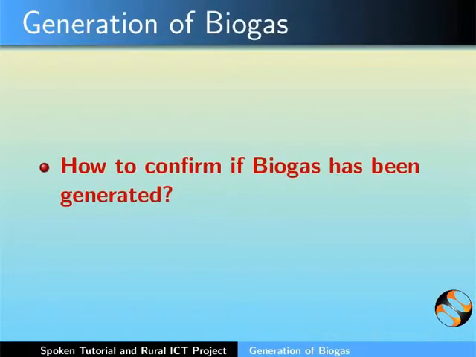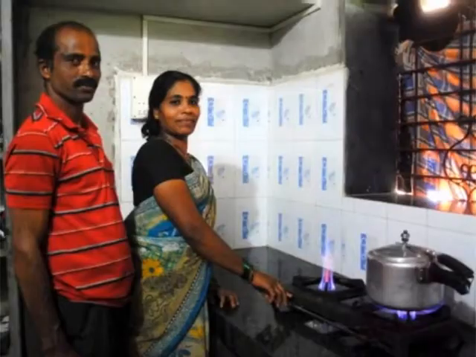To confirm the generation of biogas, do the following. Light the burner and check the flame for the biogas. The gas generated will be sufficient for the cooking needs of a family of 4 to 5 members.